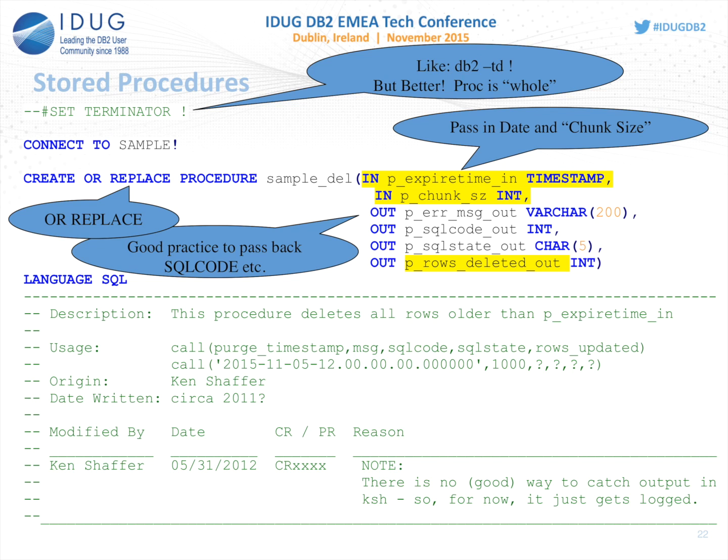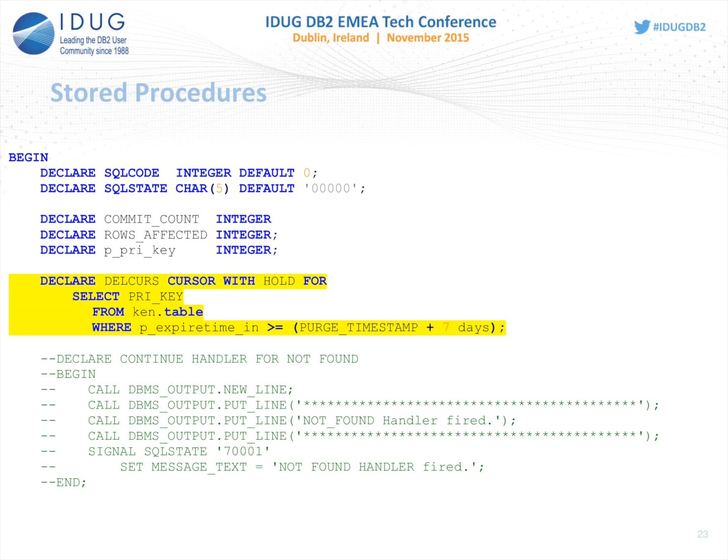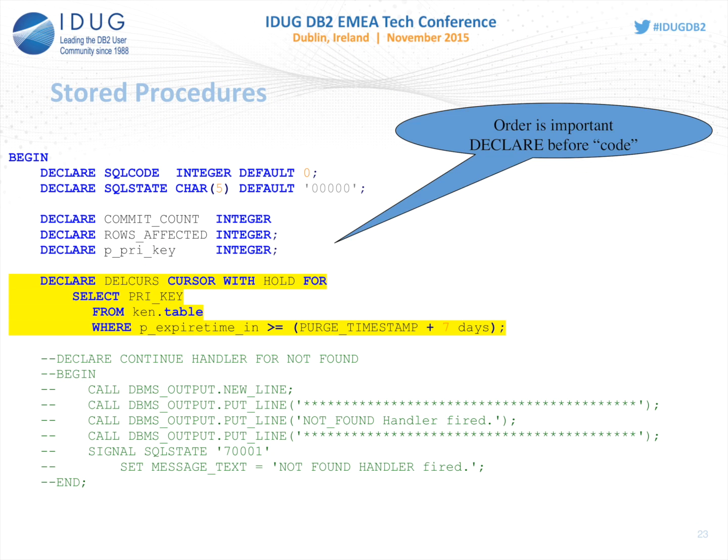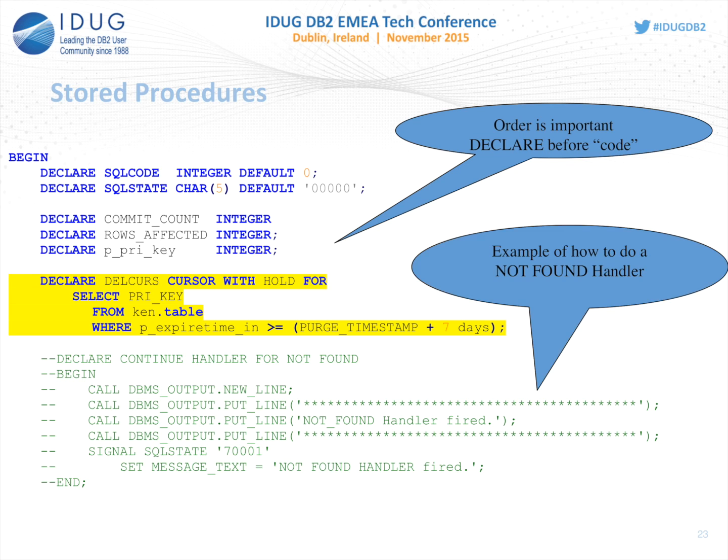Standard declare a cursor. I'm just going to do the same thing that I did in Korn shell. Order is important in stored procedures. If you put this declare down a few more lines here, it'll fail. You have to have all the declarations before the procedural code. I didn't use this continue handler in this little example, but I wanted to leave it in here commented out to show you how to do this. If you want to have a not found handler, this is the way you do it. So if you run out of data, it'll automatically fire.